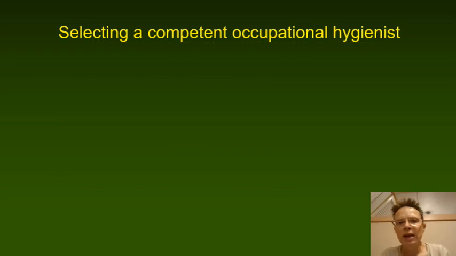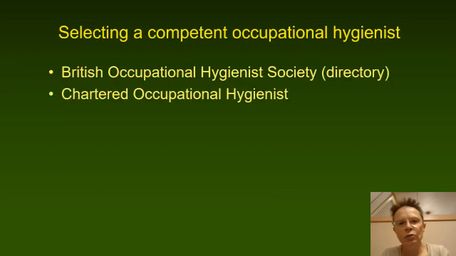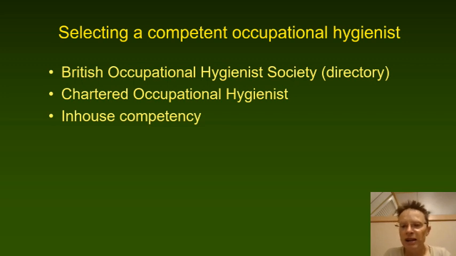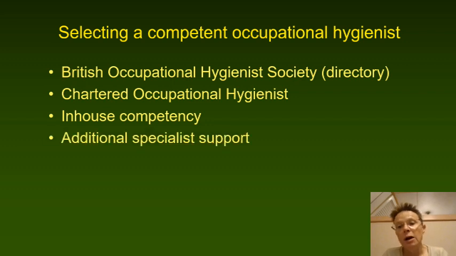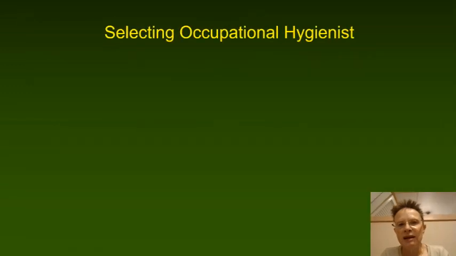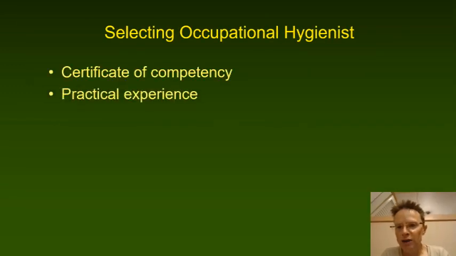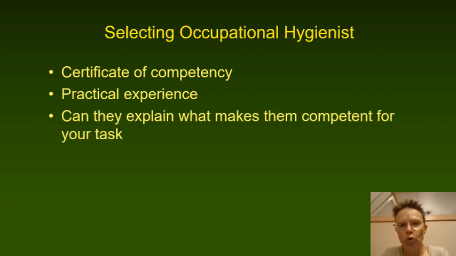Now, it's important that we select a competent occupational hygienist. We've got the British Occupational Hygiene Society. They've got a directory online that you can check out. We've also got some who are chartered occupational hygienists who've had to demonstrate their competency. But sometimes people do some basic training to develop the right skills to measure one particular hazard like Legionella or something like that. So selecting our occupational hygienist, we're going to look at their competency and qualifications, but also what practical experience have they had in the workplace.